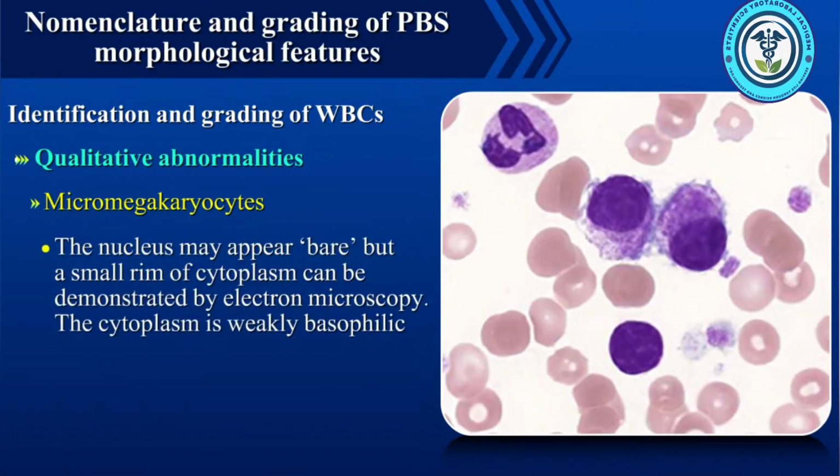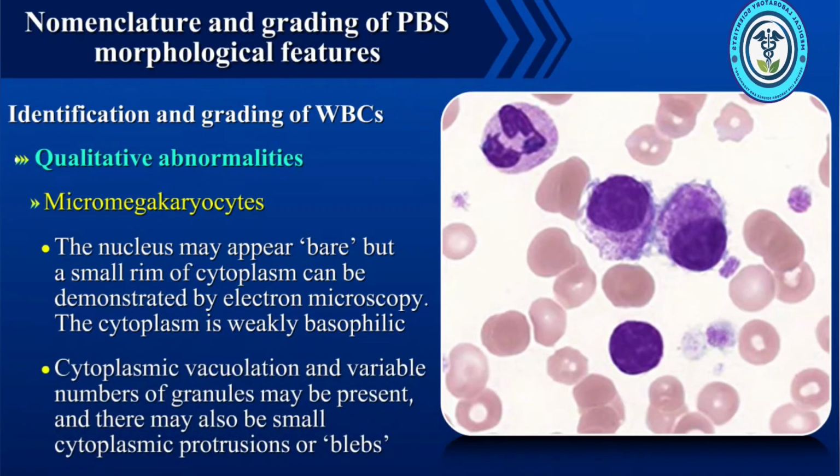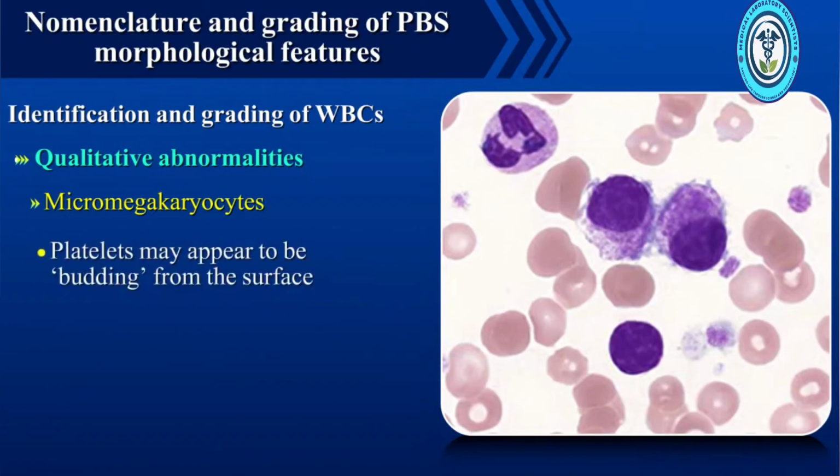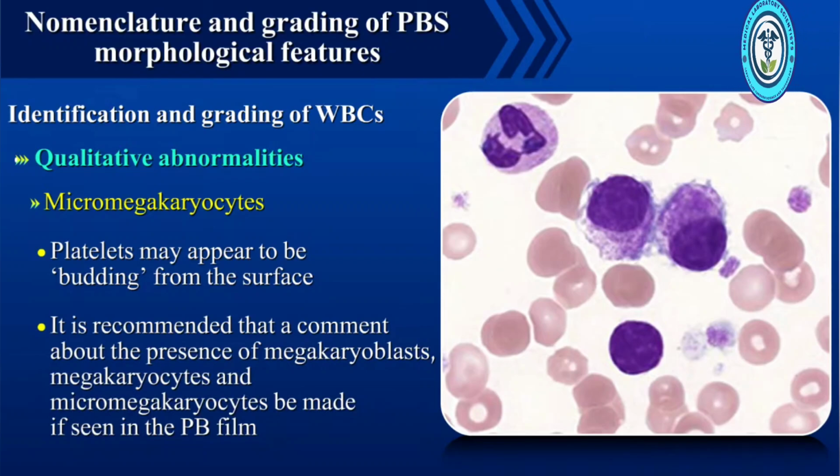The nucleus may appear bare, but a small rim of cytoplasm can be demonstrated by electron microscopy. The cytoplasm is weakly basophilic. Cytoplasmic vacuolation and variable numbers of granules may be present, and there may also be small cytoplasmic protrusions or blebs. Platelets may appear to be budding from the surface. It is recommended that a comment about the presence of megakaryocytes, megakaryoblasts, and micromegakaryocytes be made if seen in the peripheral blood film.